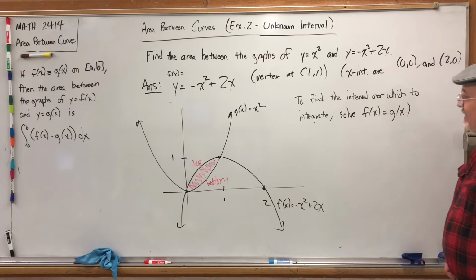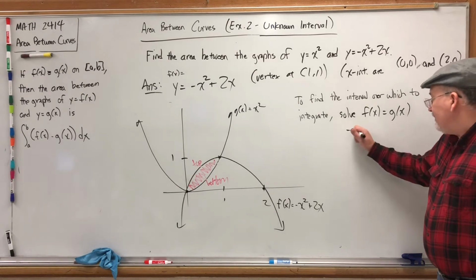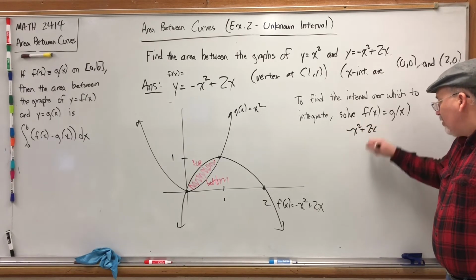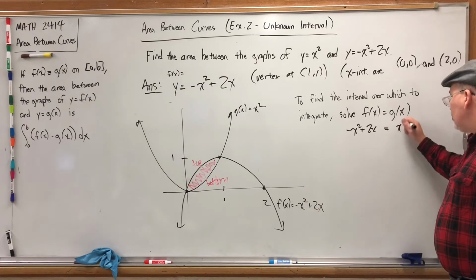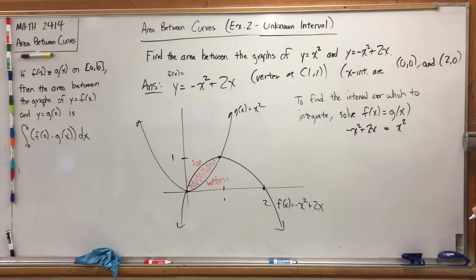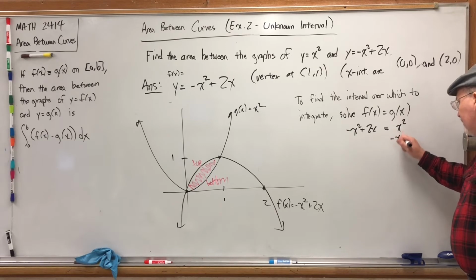So technically speaking, we have to solve negative x squared plus 2x, remember I already called this one f, equals g of x, which was x squared. And this is a quadratic equation, and we can solve it by getting equal to 0. I'm going to subtract x squared from both sides.